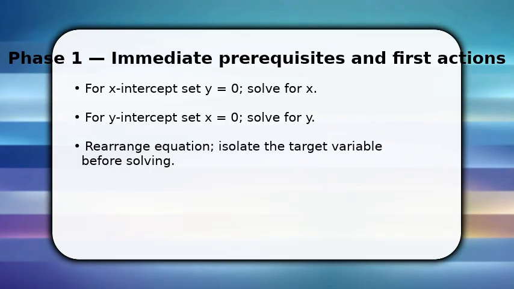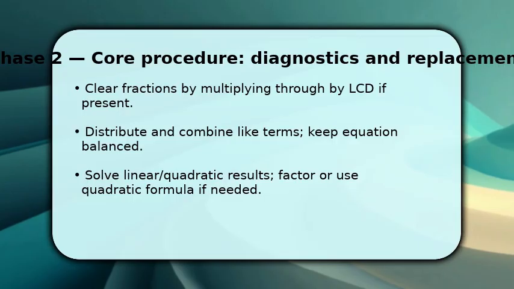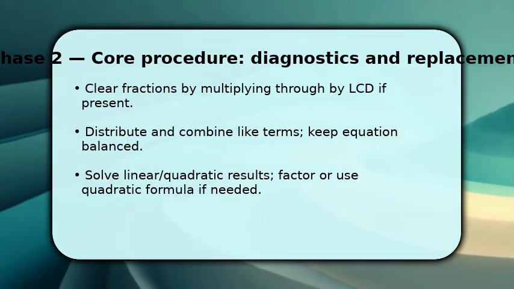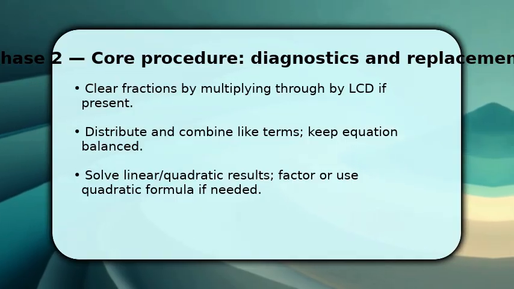Make sure to simplify first. Clear parentheses and combine like terms so you have one linear step to solve numerically. Now execute the algebraic steps to get a numeric answer. If fractions appear, multiply both sides by the least common denominator to clear them.